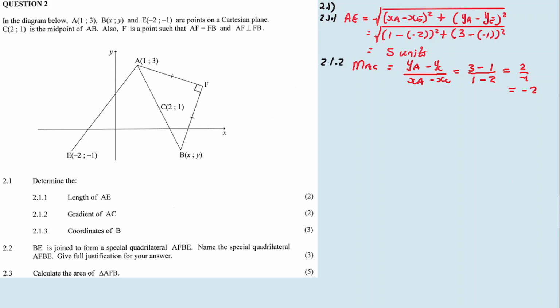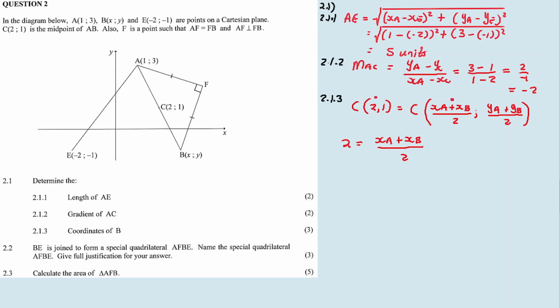So 2.1.3, the coordinates for C are the midpoint, right? And the midpoint C is calculated as XA plus XB divided by 2, YA plus YB divided by 2. Therefore, since this is a midpoint, this 2 will be equal to XA plus XB over 2, and this 1 will be equal to YA plus YB over 2.